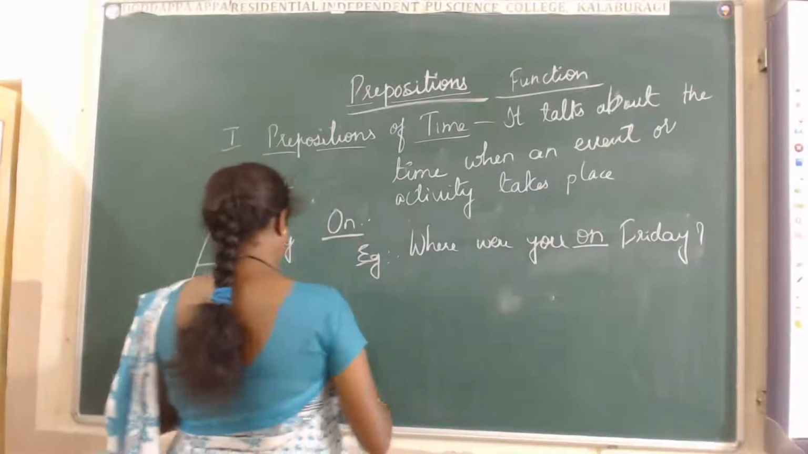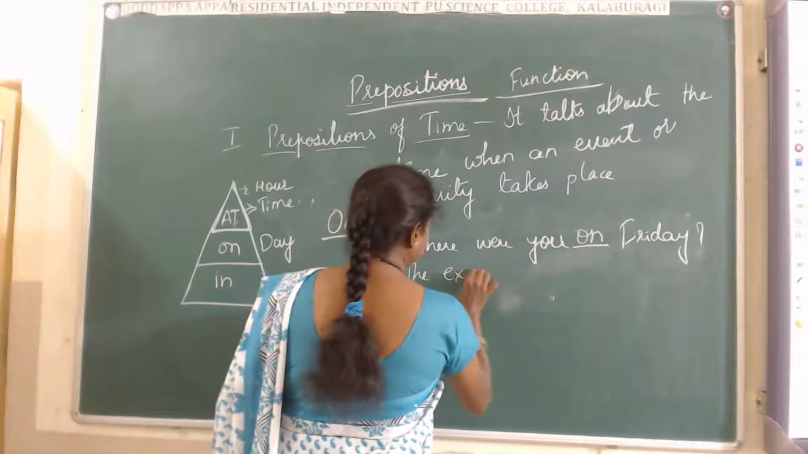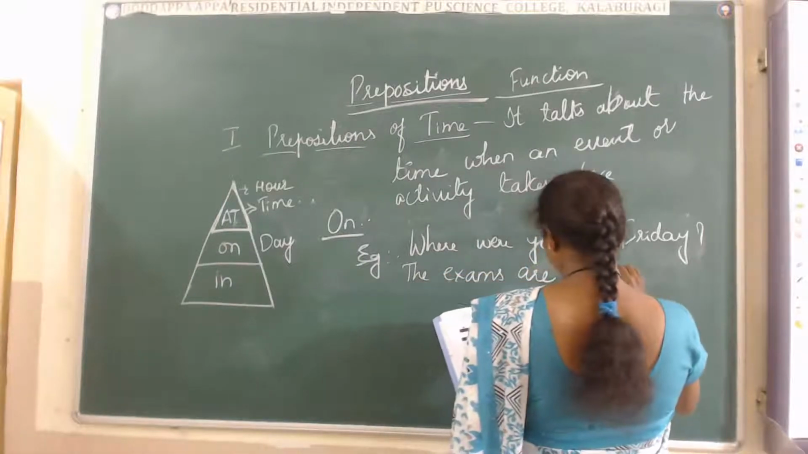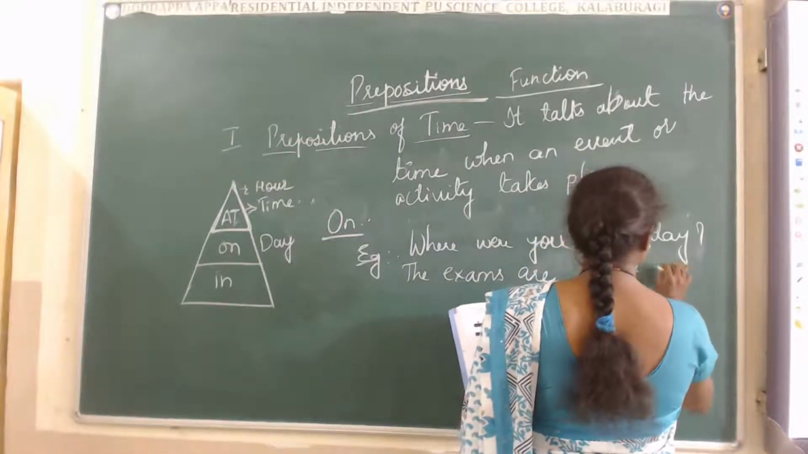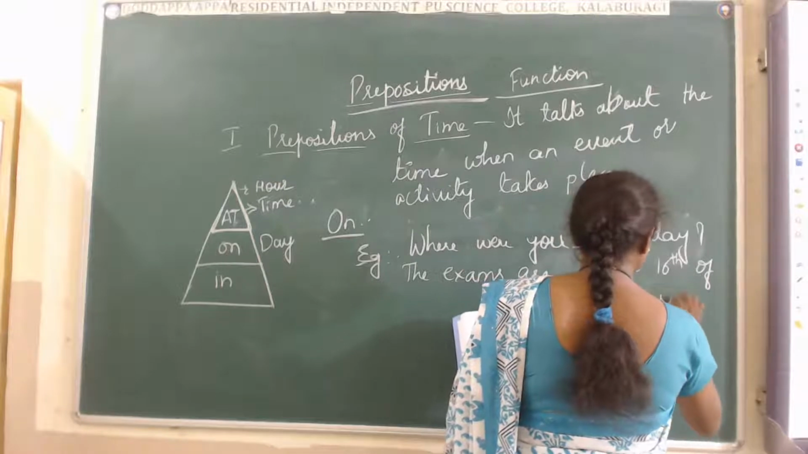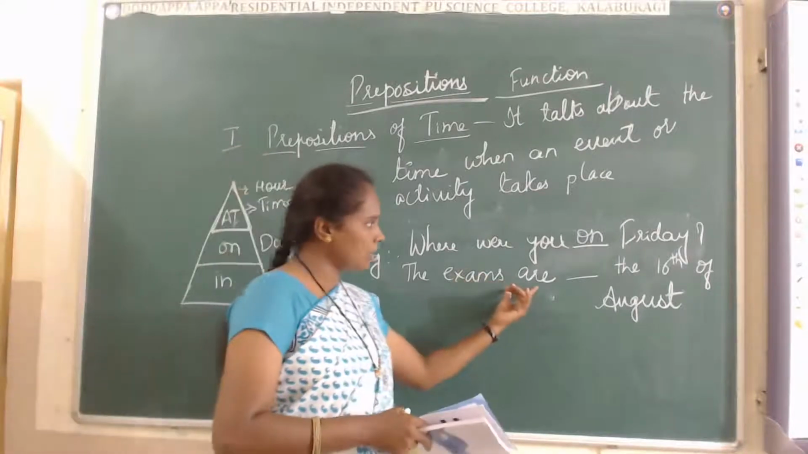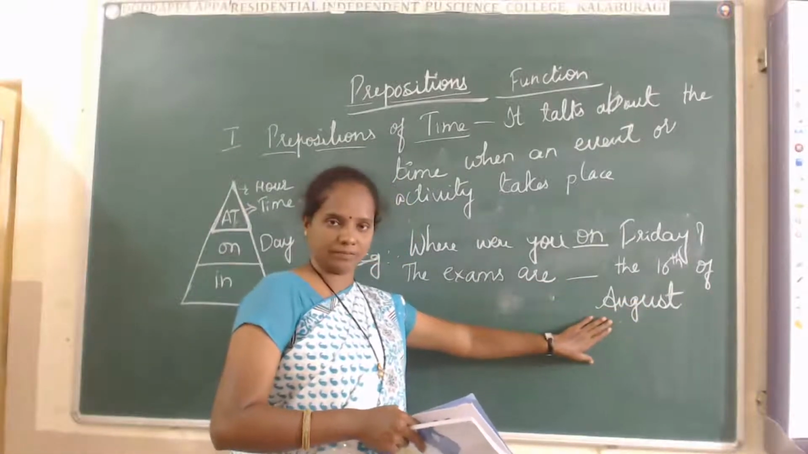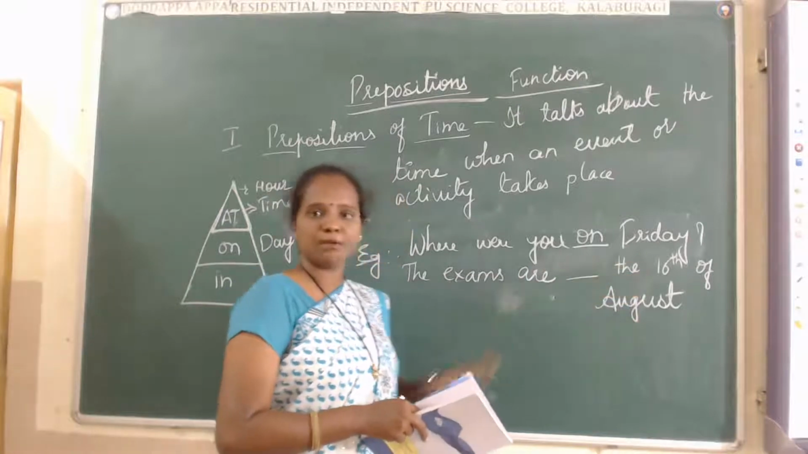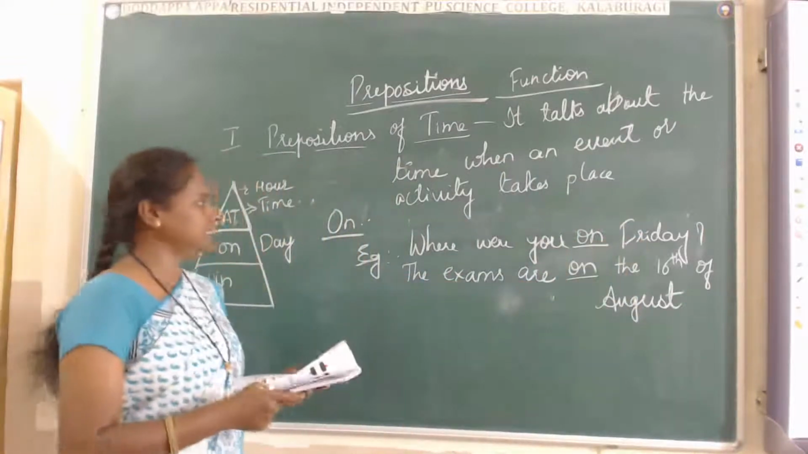For example, another one. The exams are dash the 16th of August. I am talking about the 16th of August. A particular date has been mentioned here. That's why we have to write "on the 16th of August."